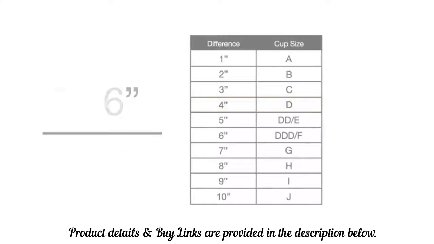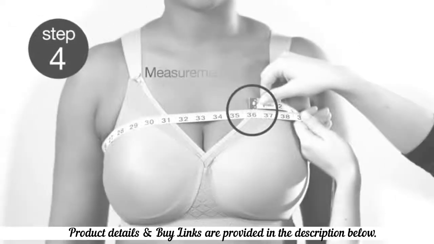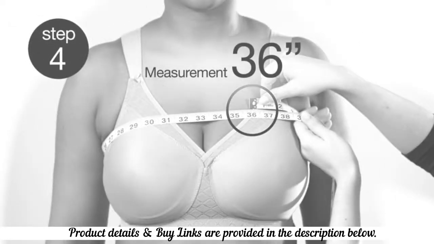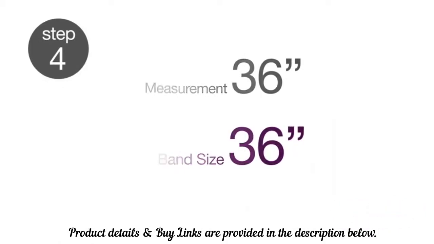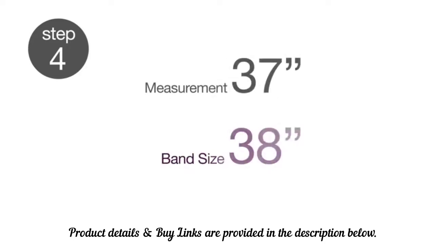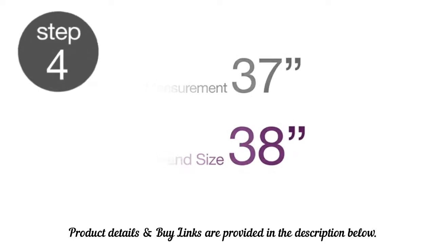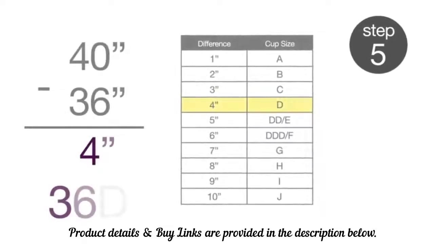To get your band size, take the measurement from step 2. In our example, we measured 36 inches. Disregard any fractions if there are any. If the number is even, this is your band size. If the number is not even, round up to the nearest even number. The final bra size we measured is 36D.